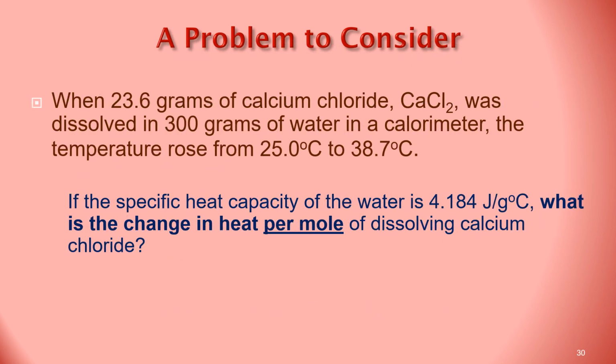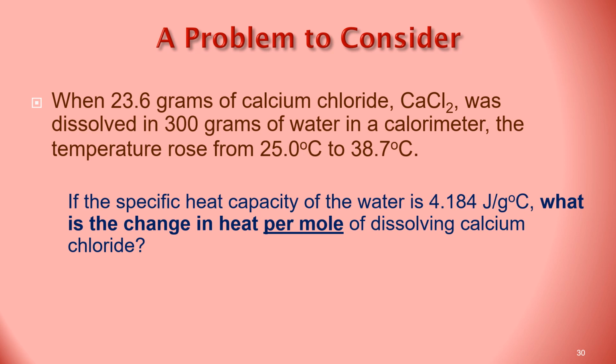So let's look at one more example. If I dissolve 23.6 grams of calcium chloride in 300 grams of water in a calorimeter, I find that the temperature rose from 25 degrees Celsius to 38.7 degrees Celsius. So what's happening? The temperature of the water is rising. That's the calorimeter. That means the process of the calcium chloride dissolving in the water gives off heat energy. It's absorbed by the water, and so the temperature rises.